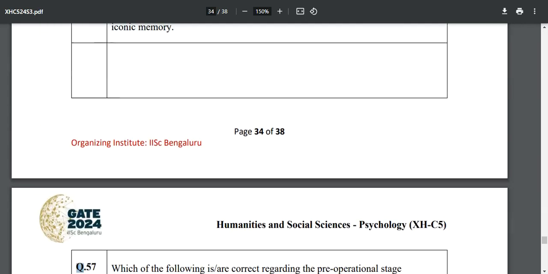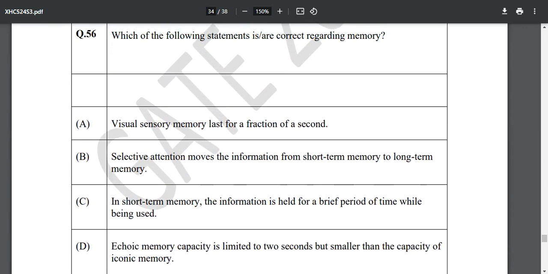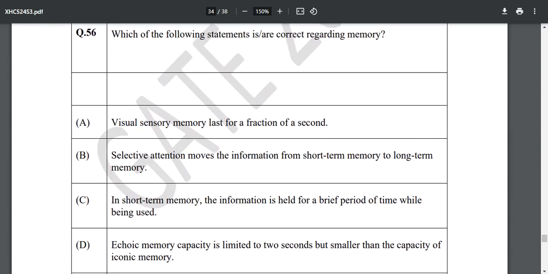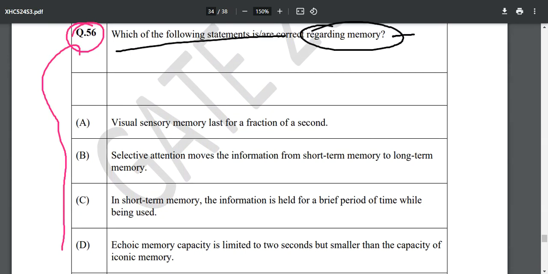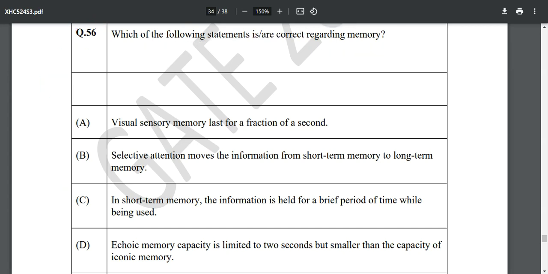Now let's move ahead to question number 56. Again an easy question, and this question is copy paste from Sundra K. Ciccarelli. Which of the following is correct regarding memory? About the memory topic, which of the following is correct? Visual sensory memory lasts for a fraction of a second. They're talking about, I guess, the iconic one.